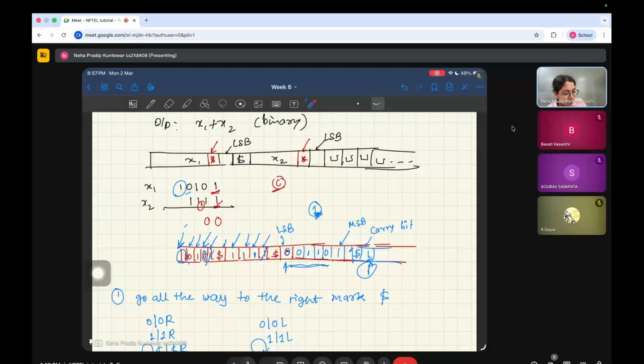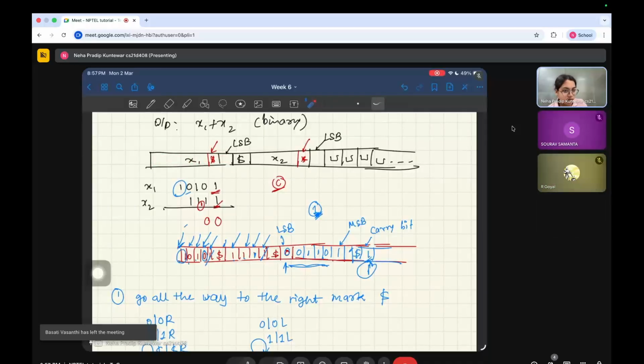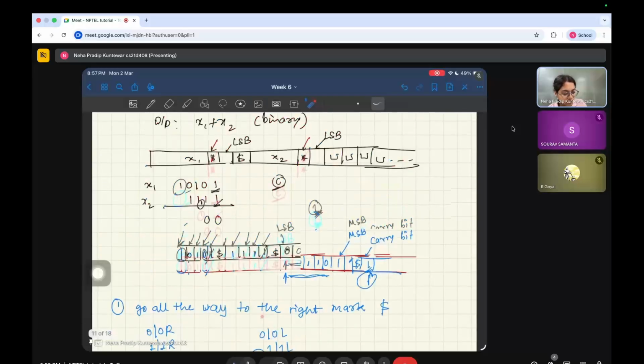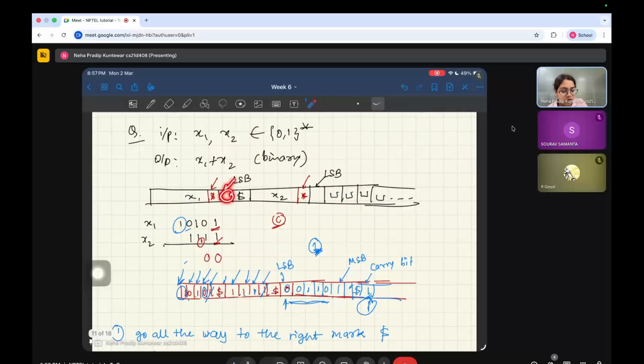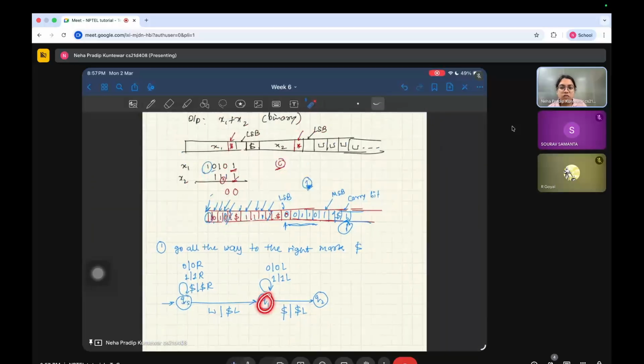So if you do dollar L, what will happen is it will keep on going backward, right? So you are at q1, you do dollar L, you will move here. After that point, if you see a 0 or 1, it will keep on moving to the left or right because of this transition. But I don't want that.